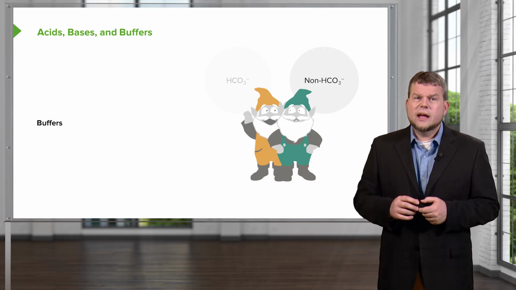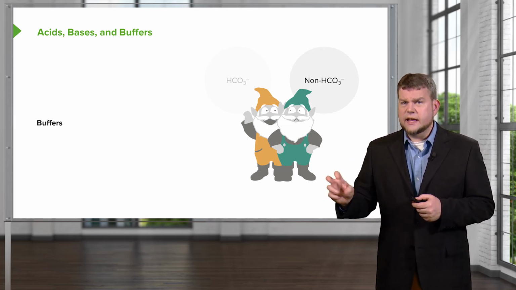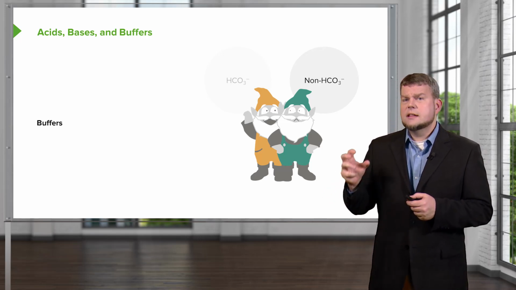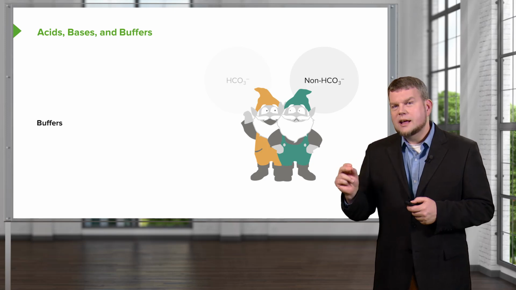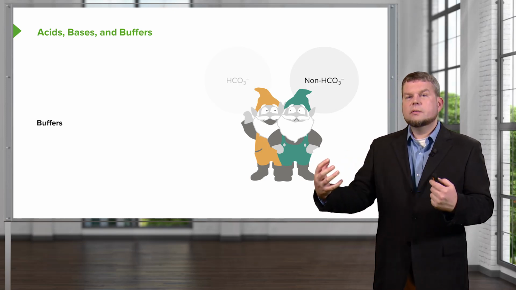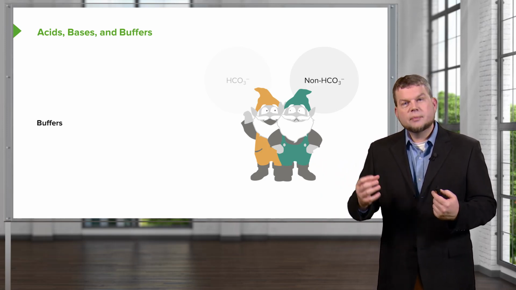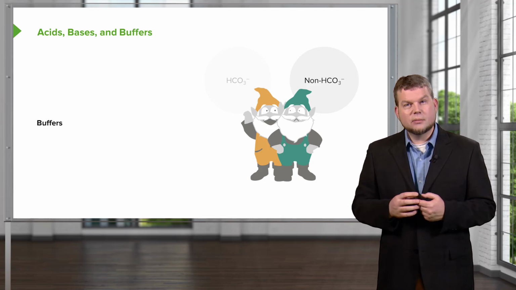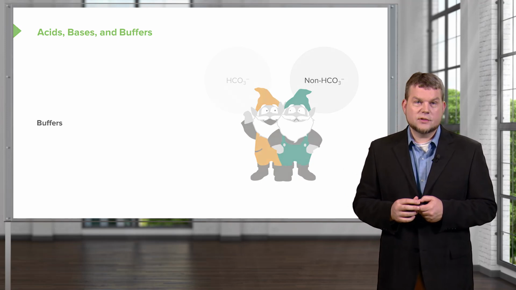But we also do have some non-bicarb-based buffers. Things like phosphates, things like proteins. These can also buffer hydrogen ions. Probably not as important as bicarb, but it's part of the overall buffering process. And so we need to discuss them. Some cells will utilize certain buffering techniques or types more than others.